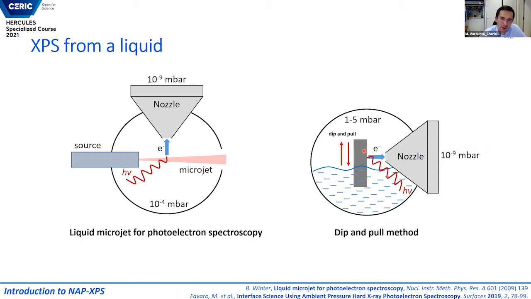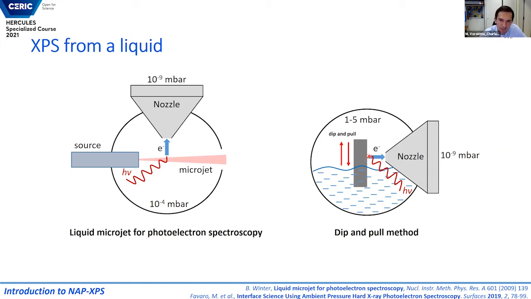Another way is that you can directly analyze the surface which is in contact with liquid. However, of course, you cannot measure with the nozzle inside the liquid. So usually it is done in a way that you dip the sample into the liquid and then pull it out a bit, and then you can analyze. You irradiate this sample.